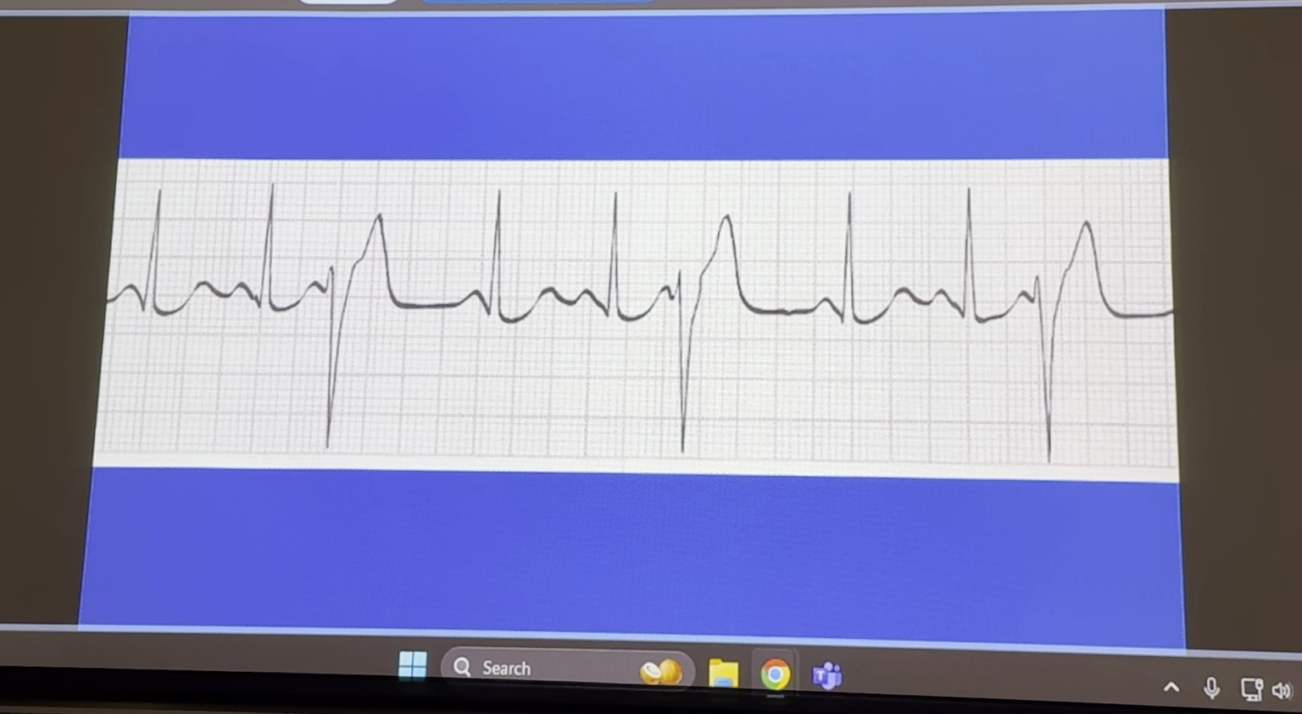You gotta remember, when we have that PVC, that's definitely gonna hurt our cardiac output. So the more frequent we have those PVCs, the less cardiac output we're gonna have, and our perfusion is gonna be altered. We're thinking about perfusion when we're talking about these.